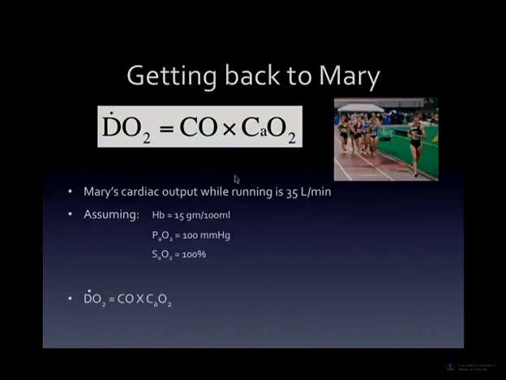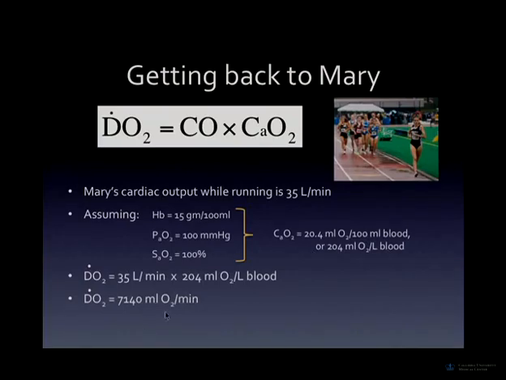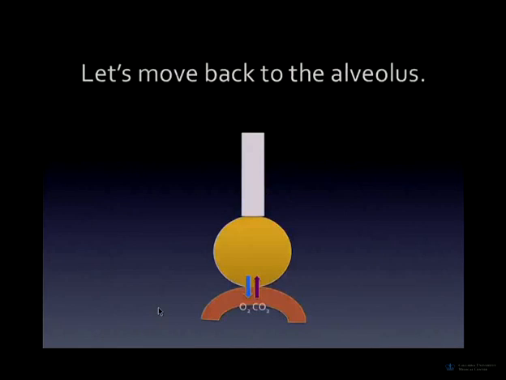And if we look back at Mary here, we see that she has a cardiac output of 35 liters per minute. We've established that her total arterial oxygen content is 20.4 milliliters of O2 per deciliter, or 204 milliliters of O2 per liter of blood. So her oxygen delivery is potentially 7 liters of oxygen per minute, which is more than enough for what her tissue needs are.